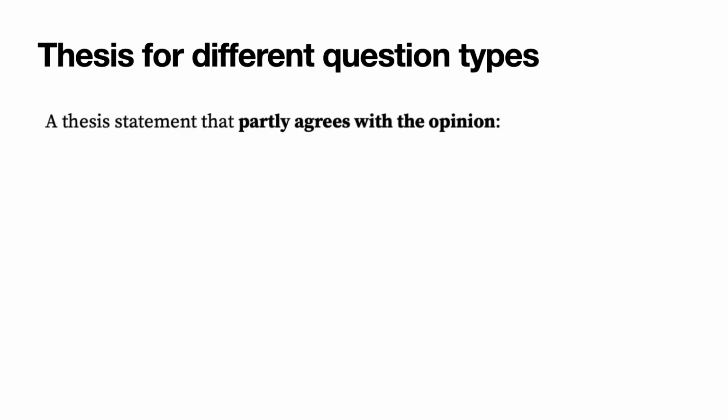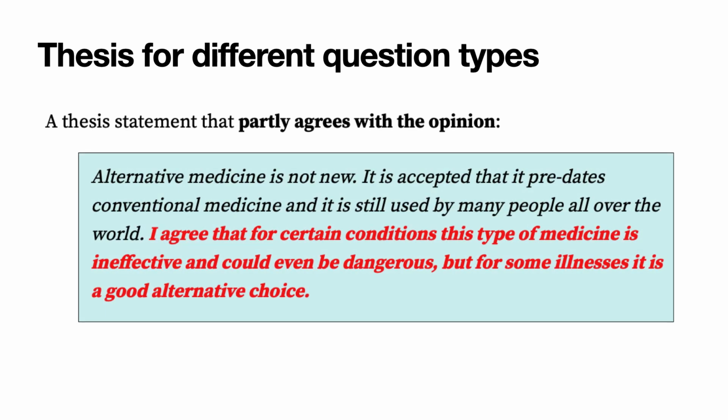Or one that partly agrees with the opinion. I mean, the previous one could be seen to partly agree with it as well. But let's look at this. So we've got the same facts again, but then it says, I agree that for certain conditions this type of medicine is ineffective and could be dangerous, but for some illnesses it is a good alternative choice. So you can choose what your opinion is when you place it into your thesis statement.